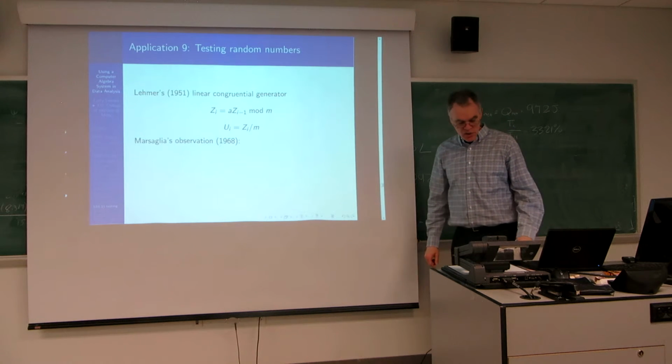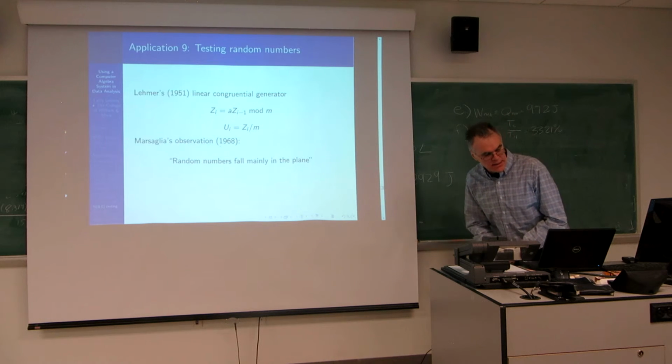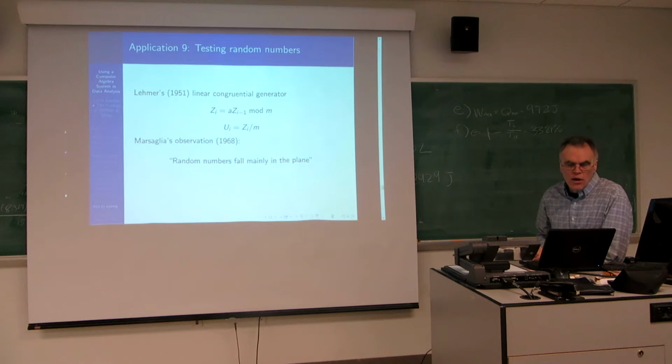Here was Marsaglia's observation from 1968. "Random Numbers Fall Mainly in the Planes." That was the title of his article, and it's one of the best titles of an article ever. Does anybody, an old movie buff, know why that's a clever title? Yes, Grace Ann. My Fair Lady. And what's the song from My Fair Lady? The rain in Spain falls mainly in the plain. Okay, so he took off on that.